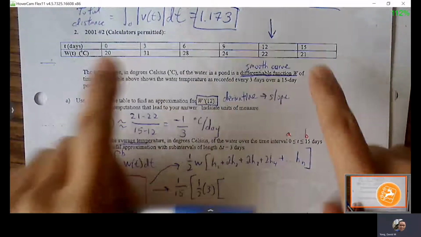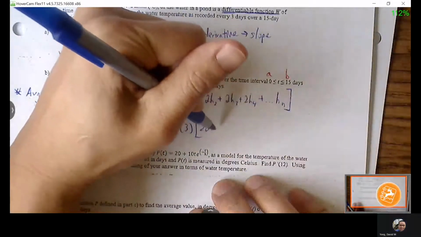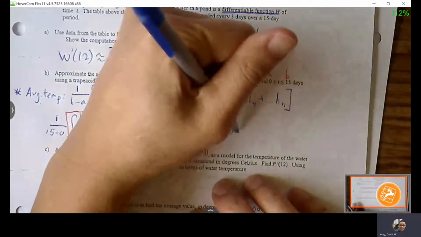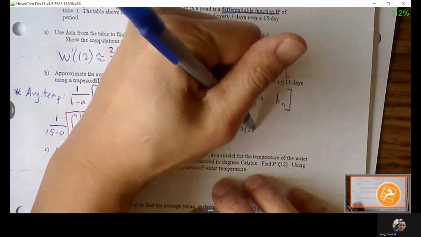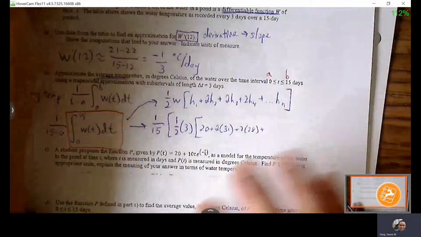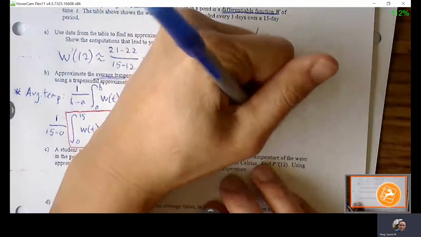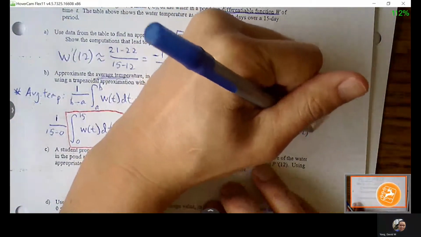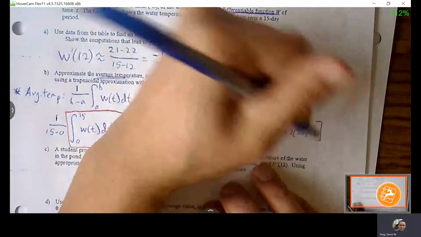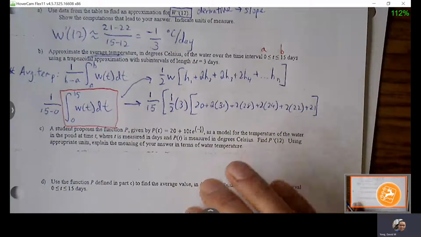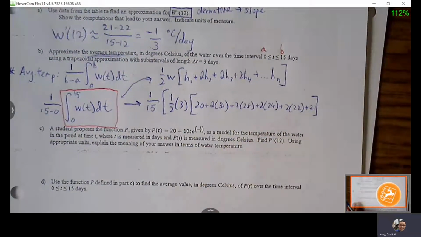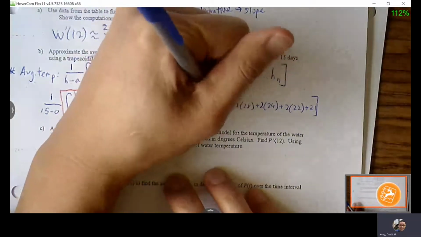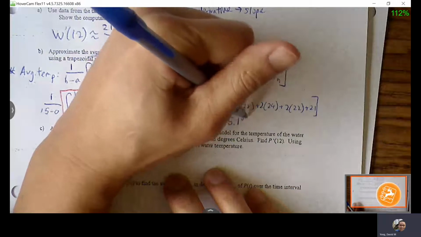So 20 plus, we're going to double 31, we'll double 28, double everything else except that 21. Okay, so let's just skip the calculator part. If we were to enter all this in the calculator, we would get 25.1 degrees Celsius.